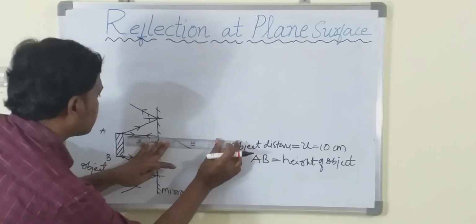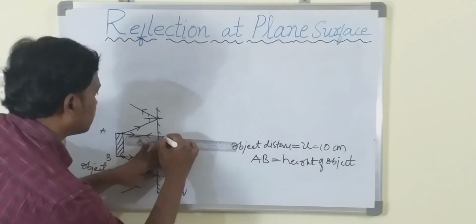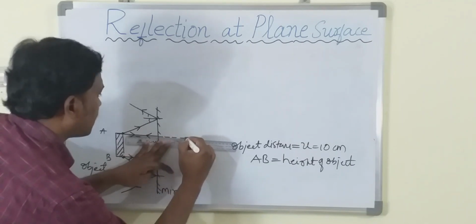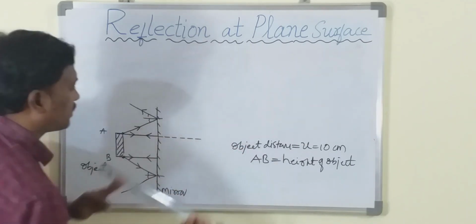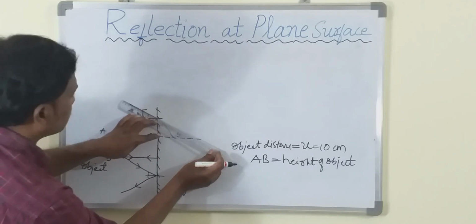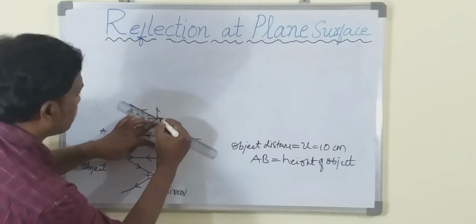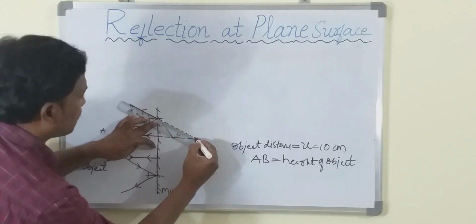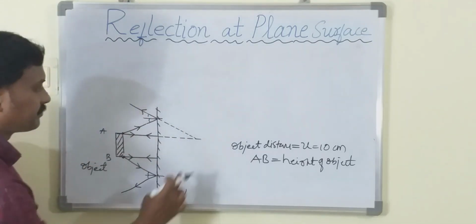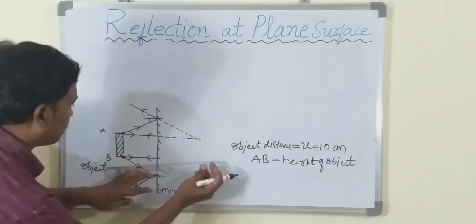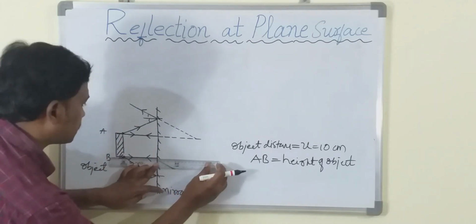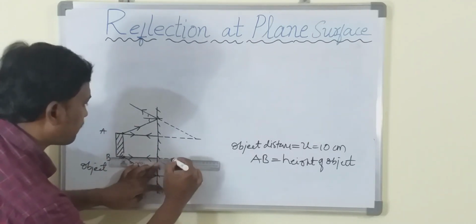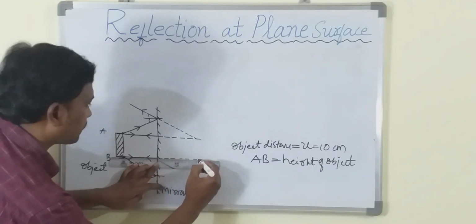We can extend the light rays by showing dotted lines like this. So this is the first reflected light ray and that is extended backside like this. Now this is the second, I'll extend it backside like this. So the extended light rays are meeting at a point here. And let me extend this line. We have still two more reflected light rays.